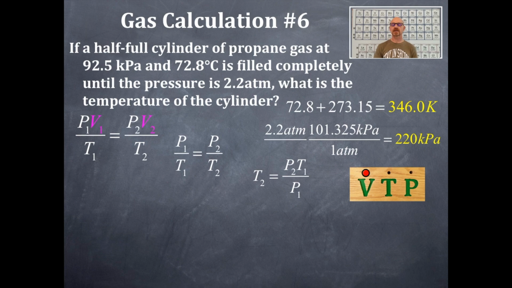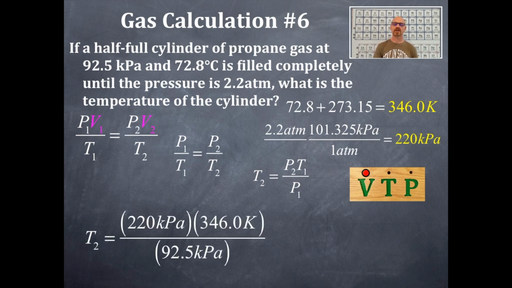I'm going to rearrange this to solve for T2, and now I'm going to plug in the numbers as appropriate. You should see that the kilopascals cancel out. I'm going to have Kelvin as my temperature units. I'm always going to look for significant figures. The 220 kilopascals has two significant figures. The 346.0 has four significant figures, because trailing zeros with decimals in the number count. And the 92.5 kilopascals has three significant figures. So my ending answer, rounded correctly, will have two significant figures. And here's my ending answer: 820 Kelvin.